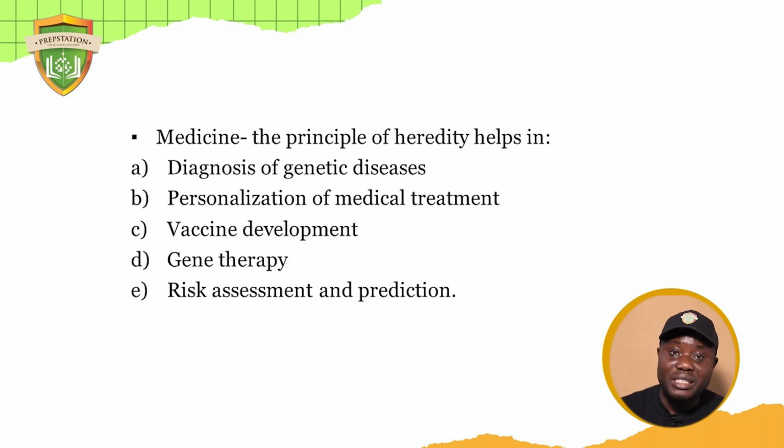A pathogen is a disease causing organism. Any organism that can cause an infection is called pathogen. For example, the plasmodium that causes what? Malaria is a pathogen. Then we also know it is also used for gene therapy. Then risk assessment and prediction. Okay. Now, all of these are examples of applications of heredity.